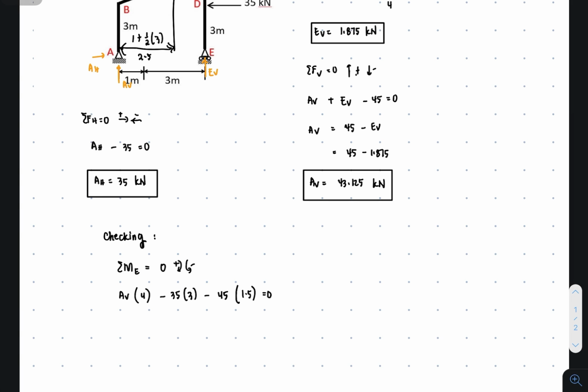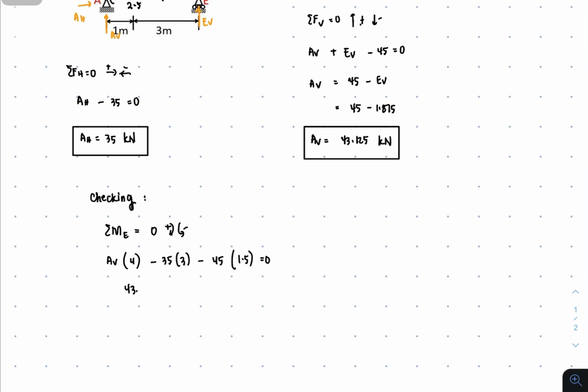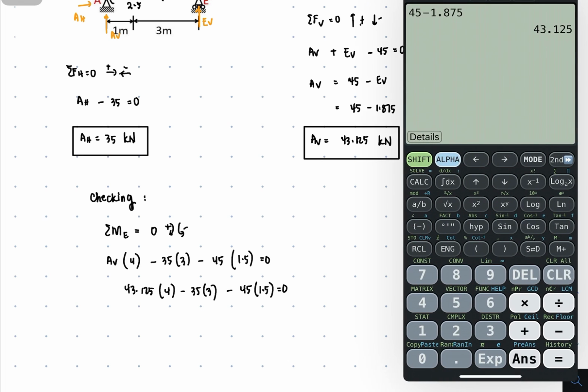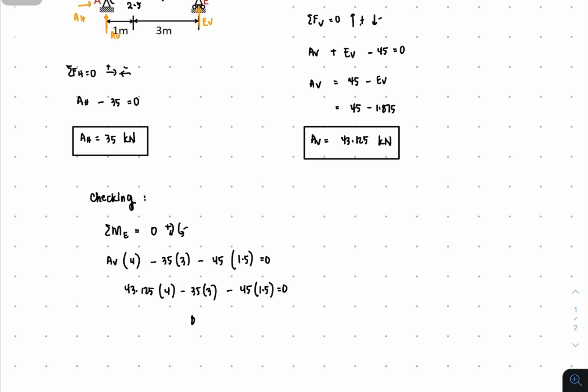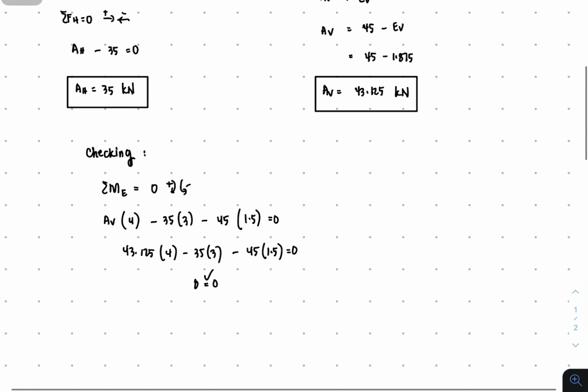Okay, so this is 43.125 times 4 minus 35 times 3 minus 45 times 1.5 equal to 0. So let's check. 43.125 times 4, minus 35 times 3, minus 45 times 1.5. So the answer is 0. So we have proven that this is correct.